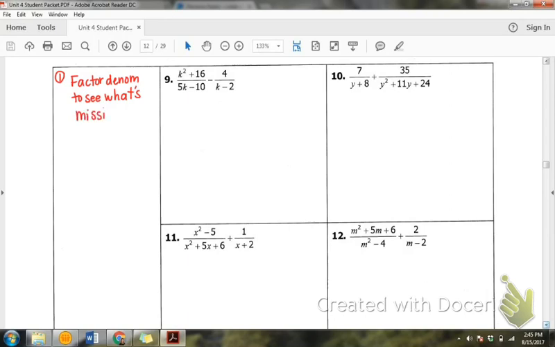Is it okay to just say top? But the denominator is the bottom. So you want to make sure you make that adjustment. I always confuse those. Factor the denominator to see what's missing. And then step number 2 is find what we call the LCD, which is the least common denominator.